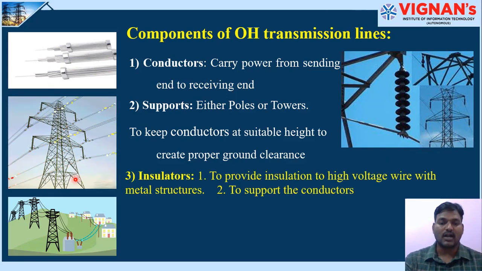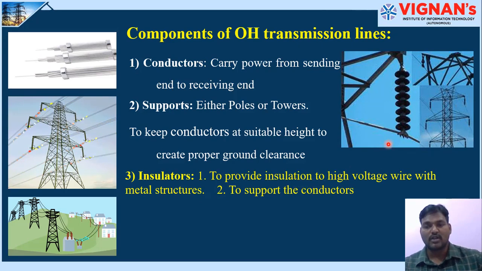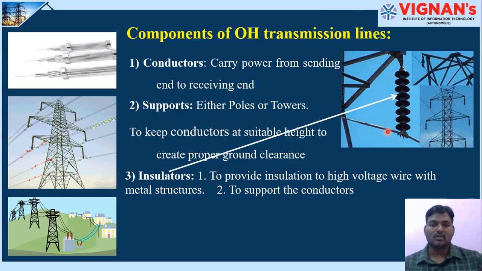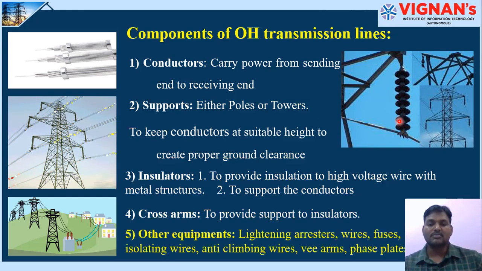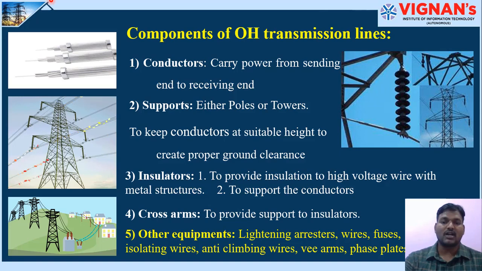You can see that there are some insulators here which are used to provide insulation to the high voltage winding from the metal structure. They also act as a support to these conductors. You can see them in this figure. These are the insulators. Cross arms are used to provide support to the insulators. Other equipment such as switchgear, lightning arresters, wires, fuses, isolating switches, climbing wires and V-arms are used for the protection of this power transmission line.